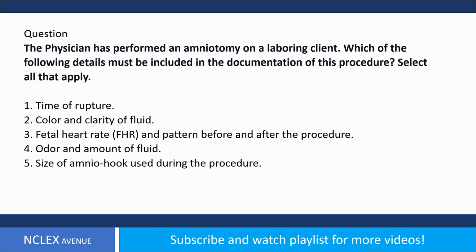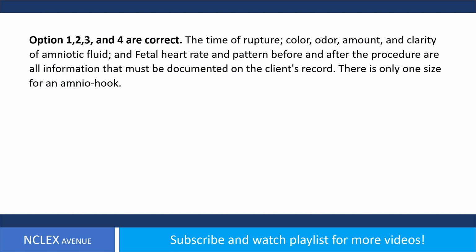The time of rupture, color, odor, amount, and clarity of amniotic fluid, and fetal heart rate and pattern before and after the procedure are all information that must be documented on the client's record. There is only one size for an amnio hook.